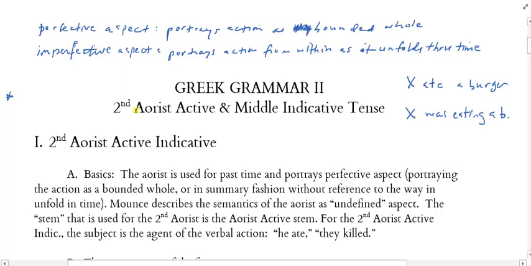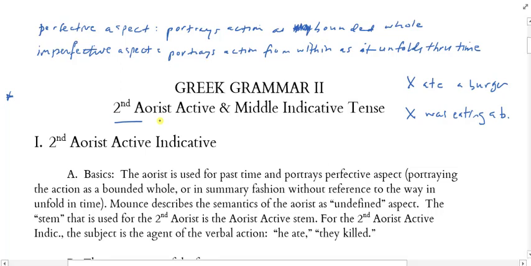Let's talk for a brief moment before we start looking at the forms of the second aorist, active and middle, at the matter of why this tense is called the second aorist. If there is a second aorist, then that would seem to presuppose that there's what? A first aorist. And in fact, you're wrong. No, I'm just kidding. You're right. There is a first aorist.